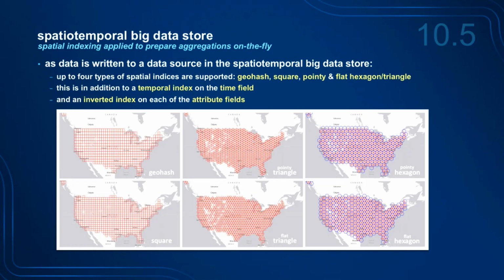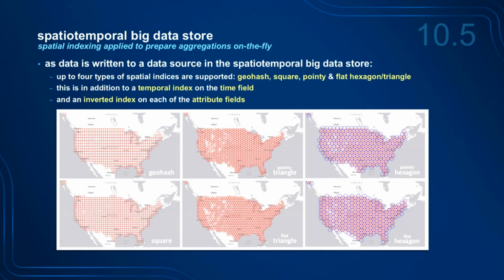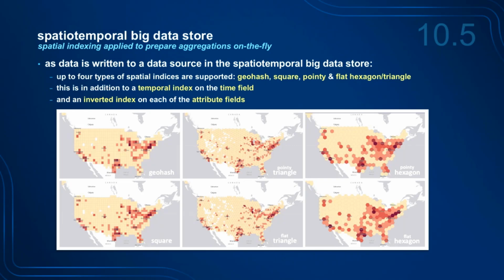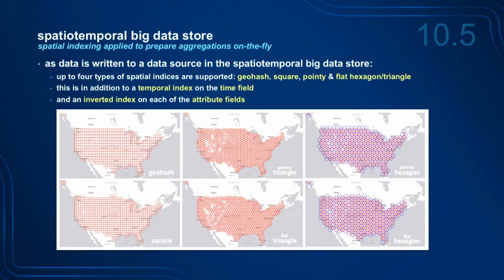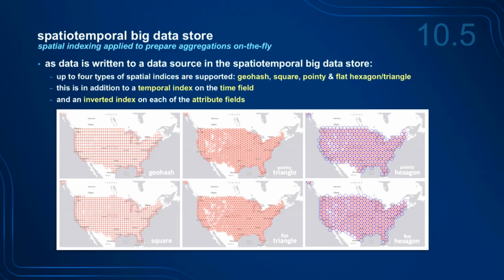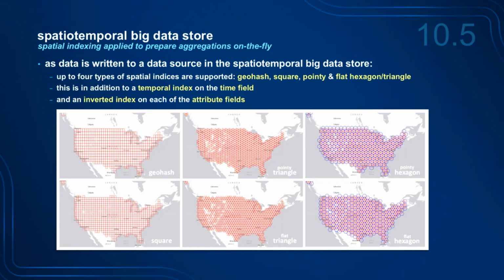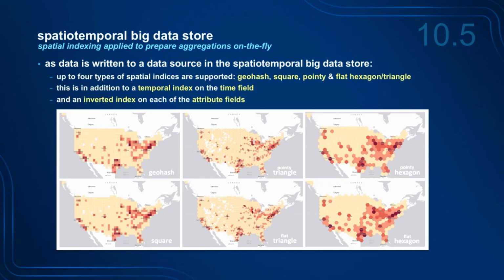You want the data to be aggregated on the fly as new data is appearing. So at 10.5, we have the ability to aggregate by geohash, squares, pointy and flat hexagons, and triangles. We're also indexing by a temporal index, as well as an inverted index on all the other attributes. So what that basically means in non-geek terms is that you can query this data super fast, and the data can be super large as well.